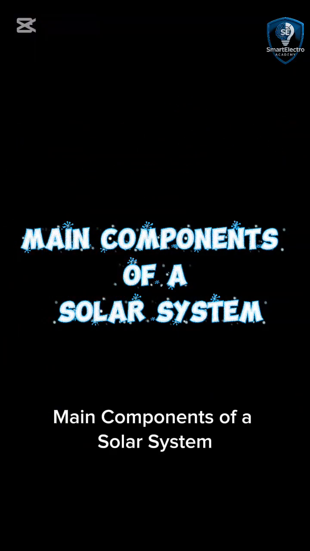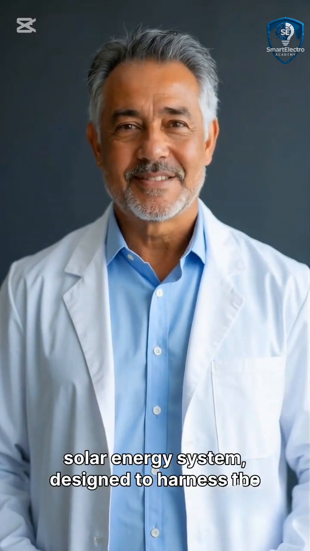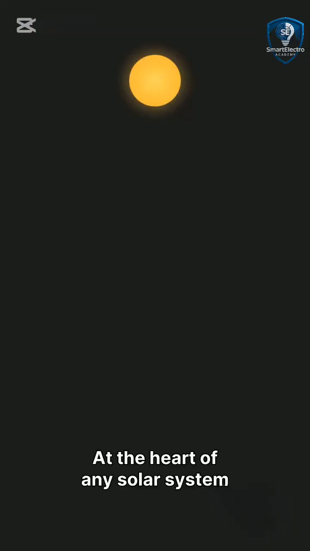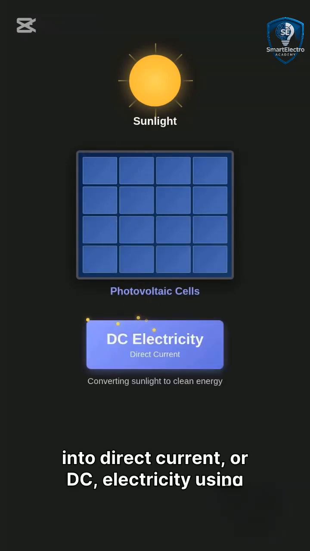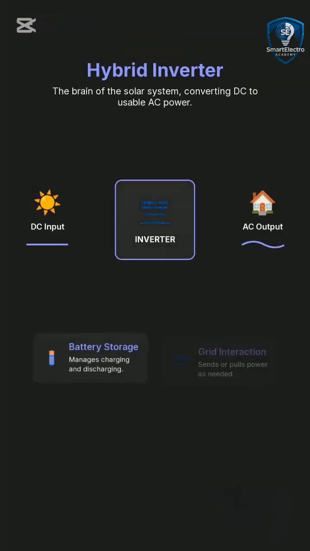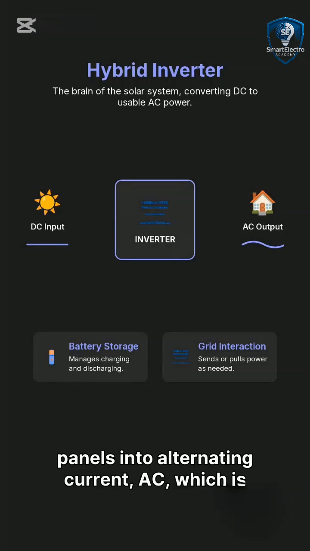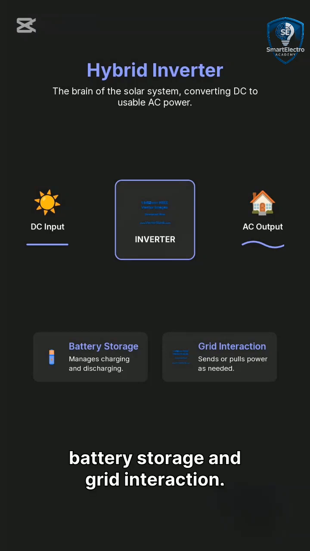Main components of a solar system. Hello, I'm El Cientifico Sonriente, and today we're exploring the main components of a solar energy system, designed to harness the sun's power efficiently and safely. At the heart of any solar system are the solar panels, which convert sunlight into direct current, or DC, electricity using photovoltaic cells. Next, the hybrid inverter is crucial. It transforms the DC electricity from the panels into alternating current, AC, which is what most homes use, and also manages battery storage and grid interaction.